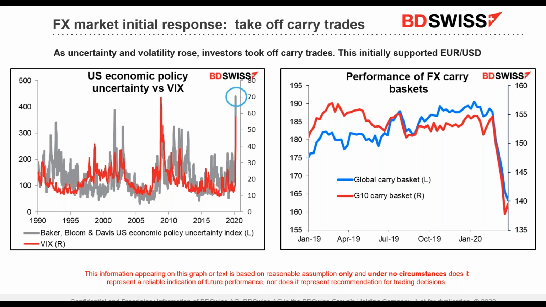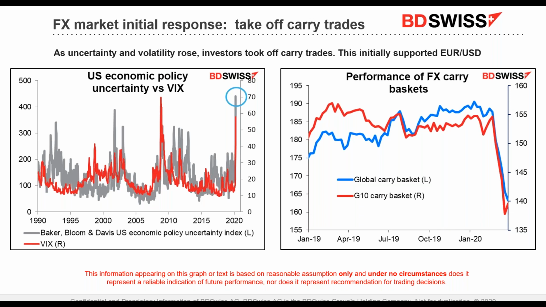The FX market's initial response to this was to take off carry trades. Initially we saw economic policy uncertainty and stock market volatility rise sharply. The graph on the left shows, believe it or not, an index of U.S. economic policy uncertainty done by combing through newspapers and internet headlines. You can see that it jumped to a record level. We've got data actually back to 1985. And the VIX index, which measures expected stock market volatility, has jumped not back to exactly where it was in 2008, but pretty high.